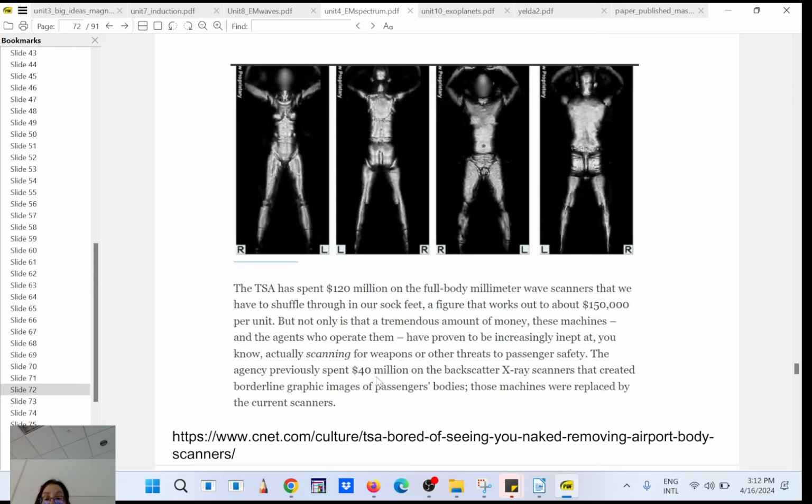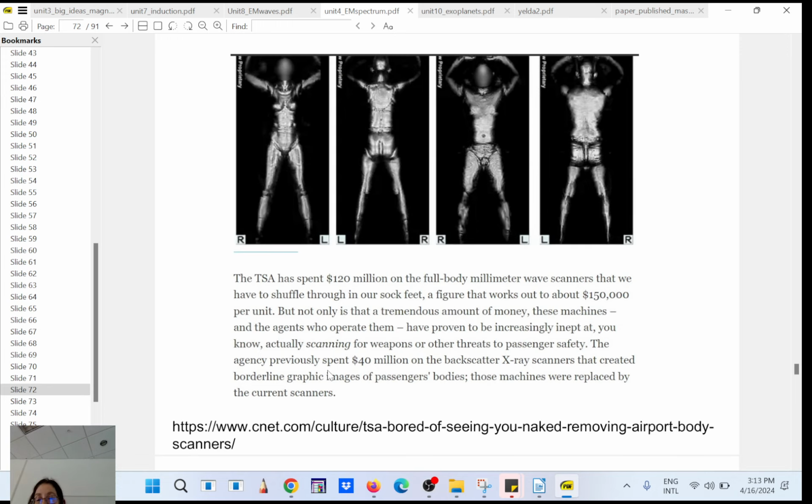From 2010, X-ray backscatter X-ray scanners, the ones I was telling you about at the beginning. X-rays bounce off, a little bit too revealing, and they spent $40 million just to replace them two years after. Isn't that crazy? What could we do with $40 million? We could buy a lot of Van de Graaff generators. Okay, that's my dream. I'd have a nice Van de Graaff generator so I can have all those demos.